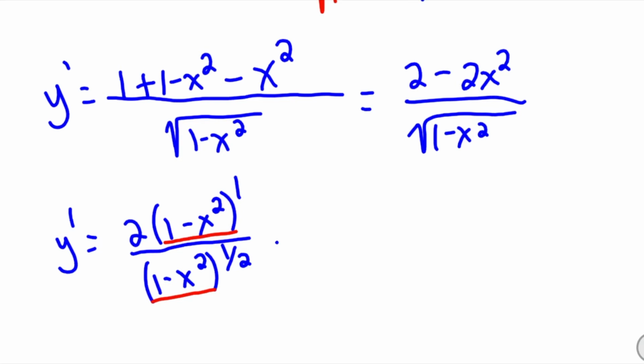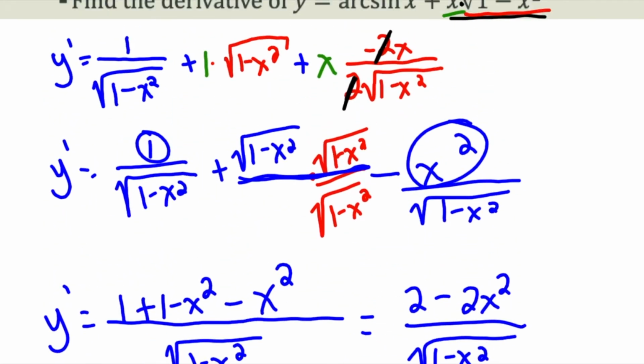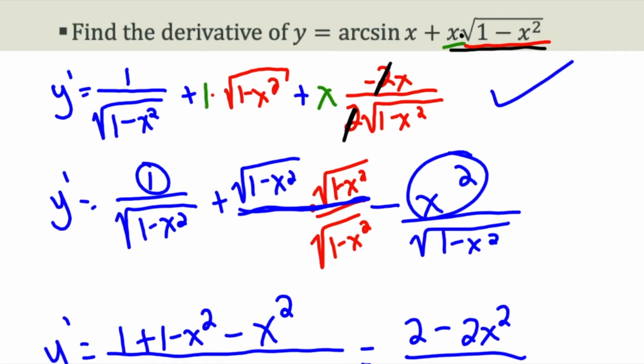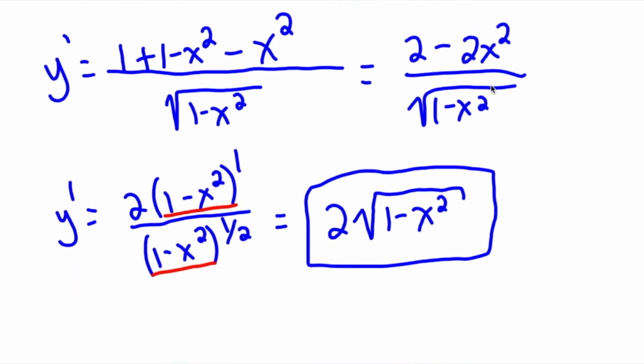So my final answer here is 2. When I subtract, 1 minus 1/2 is 1/2. So I have 1 minus x squared to the 1/2, which is the same thing as square root of 1 minus x squared. So that whole thing simplified to this. Okay, but again, one step of calc right here, and then 1, 2, maybe 3, 4 steps of algebra in between.